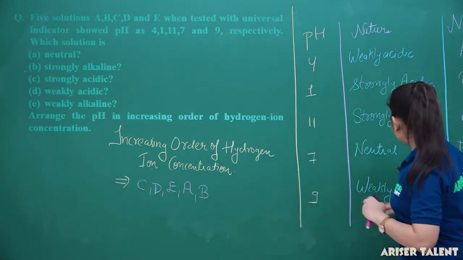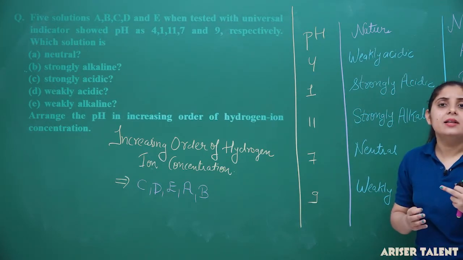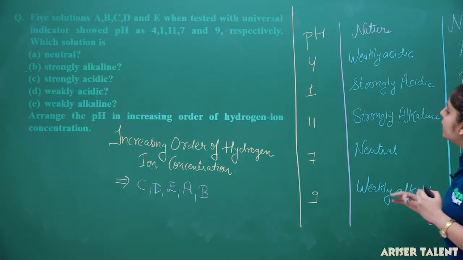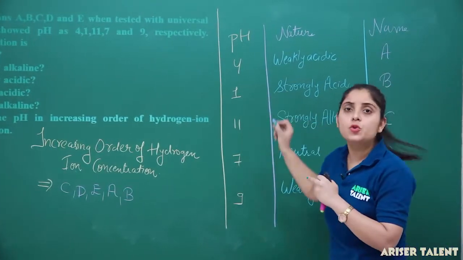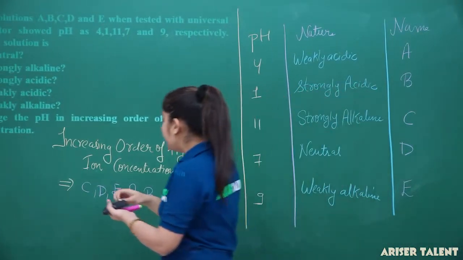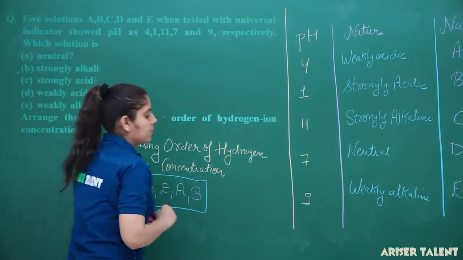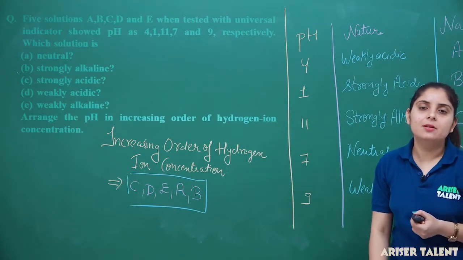Now D will be considered as a neutral one. Then E is weakly alkaline, so it has a lower hydrogen ion concentration. The maximum hydrogen ion concentration will be present in the case of B because it is strongly acidic. So the correct order is C, D, E, A, B. I hope this question is clear to you according to the pH scale.